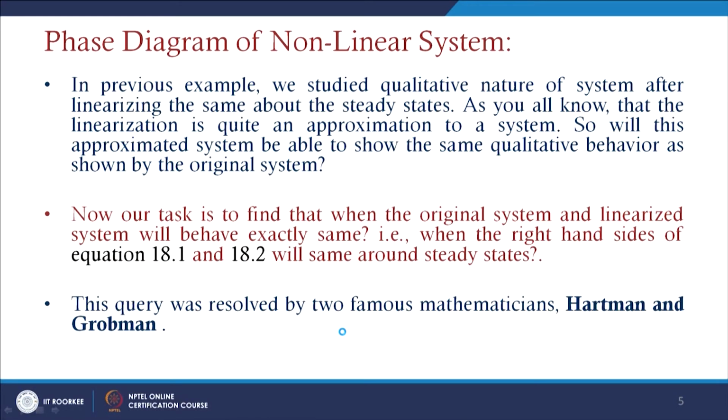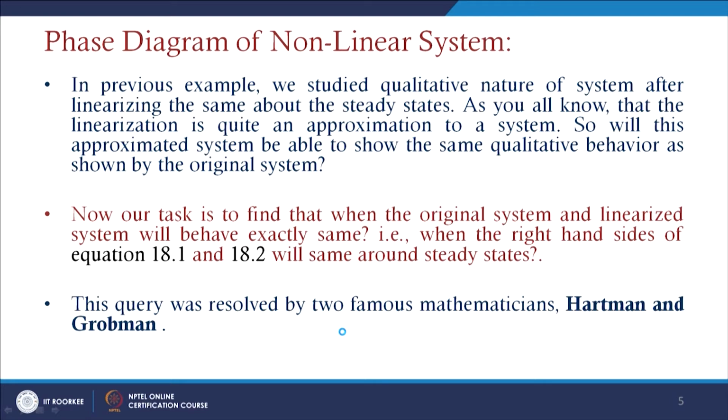In the previous example, we studied the qualitative nature of the system after linearizing it about the steady states. As you know, whenever we linearize the system, it is just an approximation to the system, not the exact system we are considering for the solution process. So, whenever we approximate the system, we also have to check whether it represents the same qualitative behavior as shown by the original system or not. That we can check. This means whether the original system and the linearized system will behave exactly the same or not.